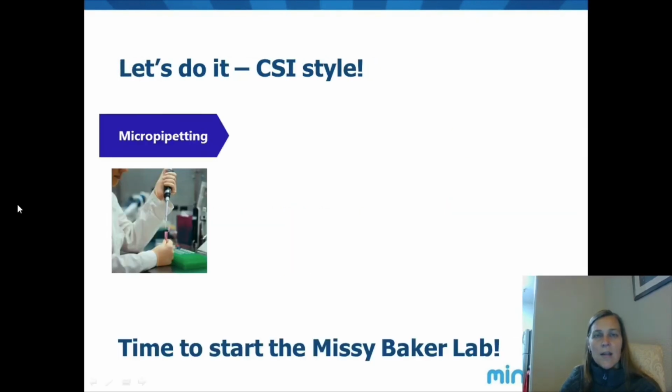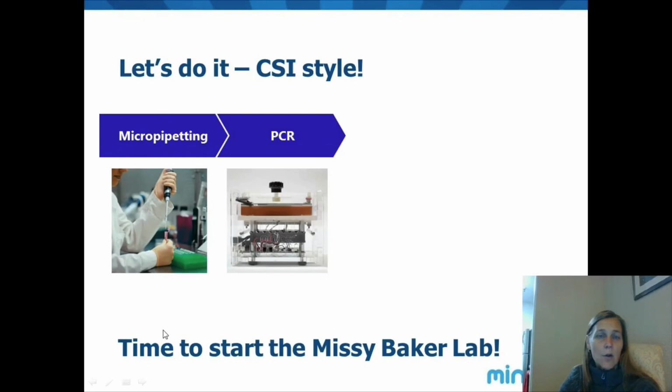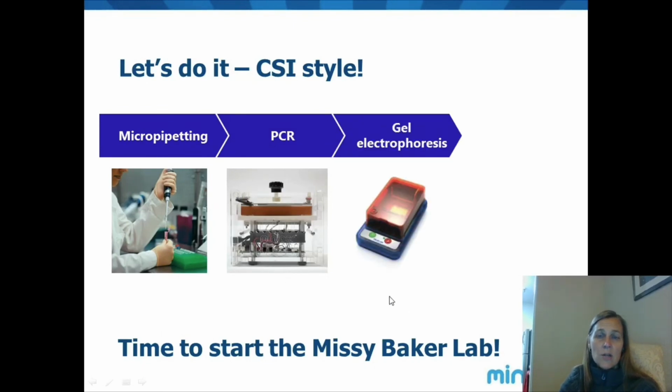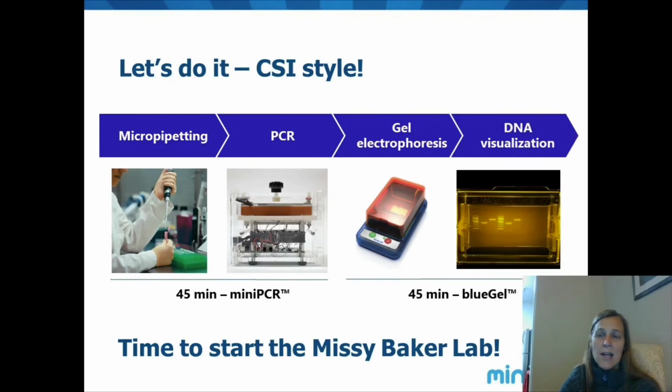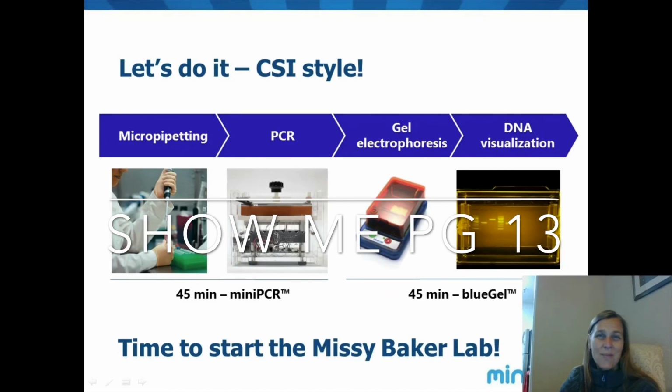Okay. All right, there you have it. Now you're going to be doing it CSI style. It's time to start the micropipetting, running the PCR. There's your PCR machine. Then you're going to make it go through gel electrophoresis. You put it through the gel. Our gel machines look a little different than that. Then you will analyze the gel and see how that DNA matches up. All right.